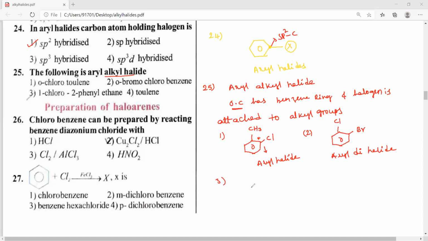Now the third one is 1-chloro-2-phenylethane. Ethane means 2 carbon atoms. On the 2 carbon atoms, this is 1 and 2, and the second carbon has the benzene ring.